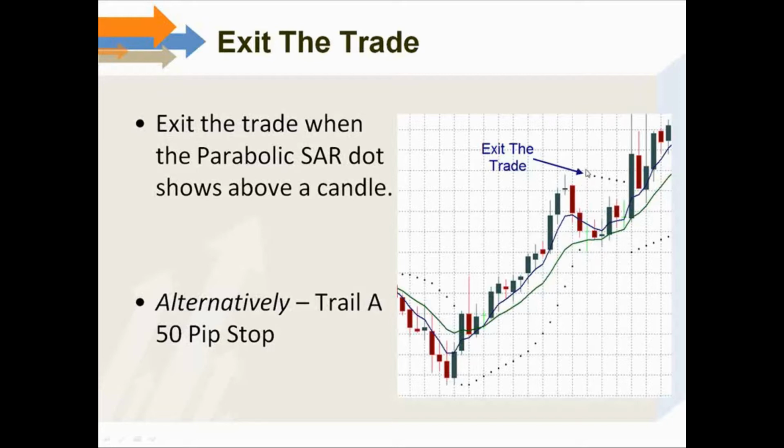And alternatively, if you wanted to use the other method of exiting a trade with this system, you could trail your stop at 50 pips and hopefully ride out the trend. When you're just starting out, use this method, exit the trade when the Parabolic dot appears above a candlestick. Let's take a look at this on some real charts in MetaTrader and show you some real examples of long trades.